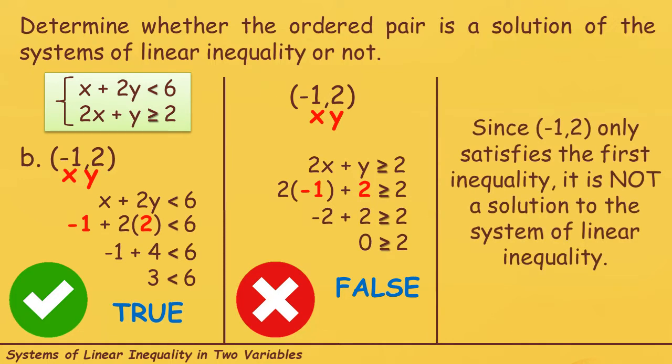Since negative 1 and 2 only satisfies the first inequality, it is not a solution to the system of linear inequality. Okay, so ito yung sinasabi ko kanina na kapag ka isa sa mga linear inequalities ay nag-false statement, automatically, that given ordered pair is not a solution to the system of linear inequality. Dapat parehong true statement.